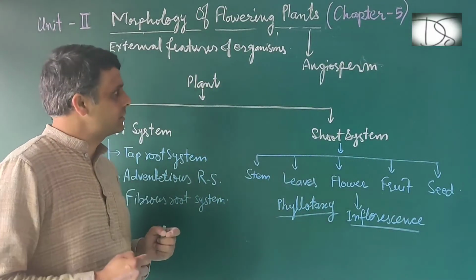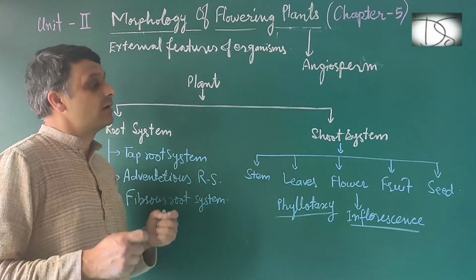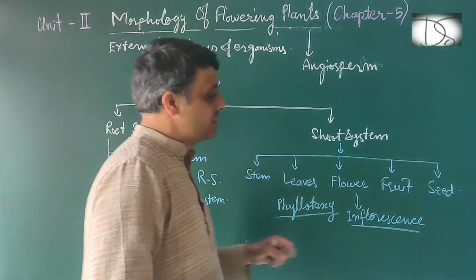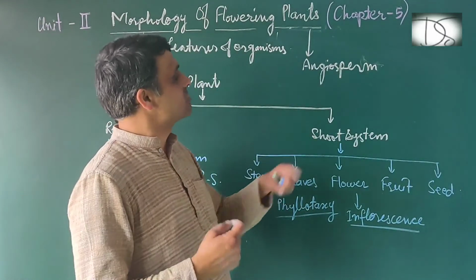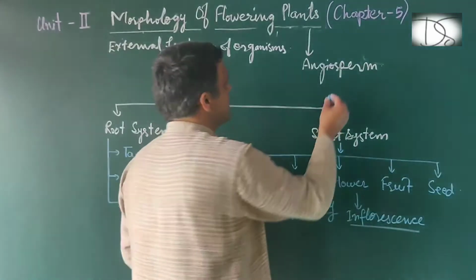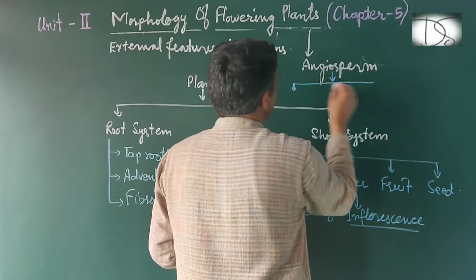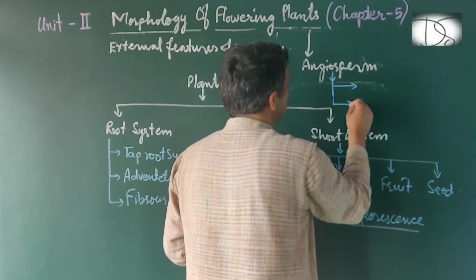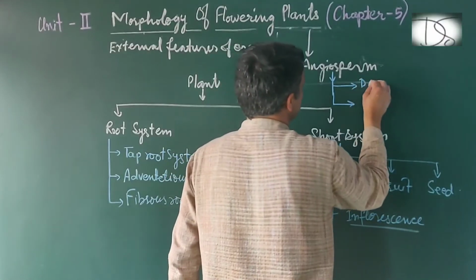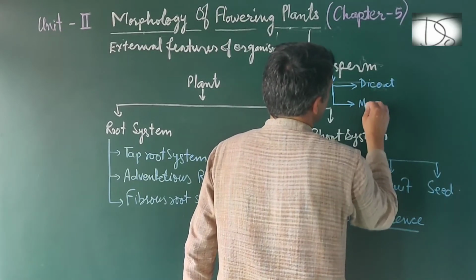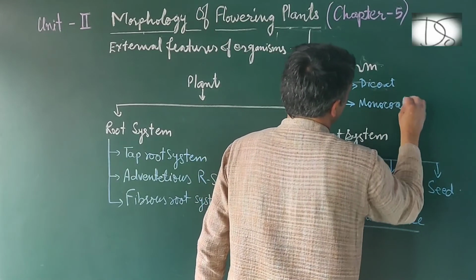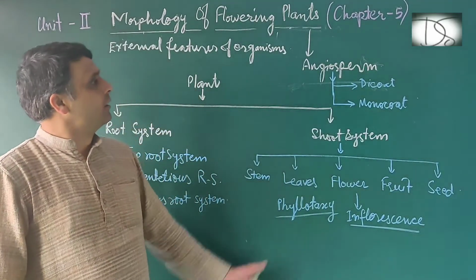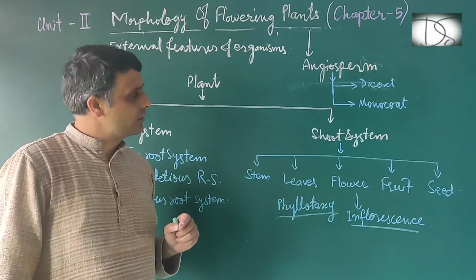And seed obviously is a very important part, because it leads to the formation or germination of a new plant. And obviously this seed is also the basis of further classification of angiosperms as dicots and monocots. We can write it like that, dicots and monocots. Dicotyledonous plants and monocotyledonous plants, into which these angiosperms are further categorized or divided.